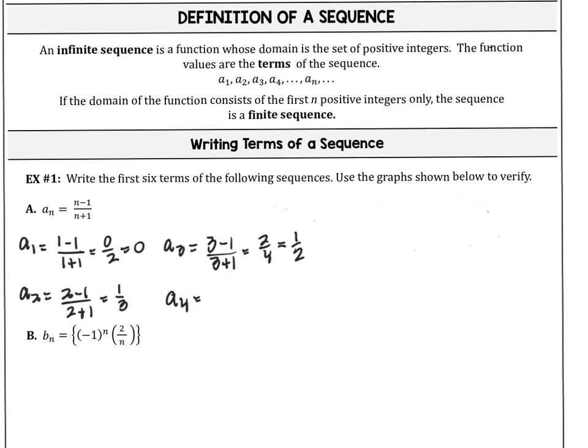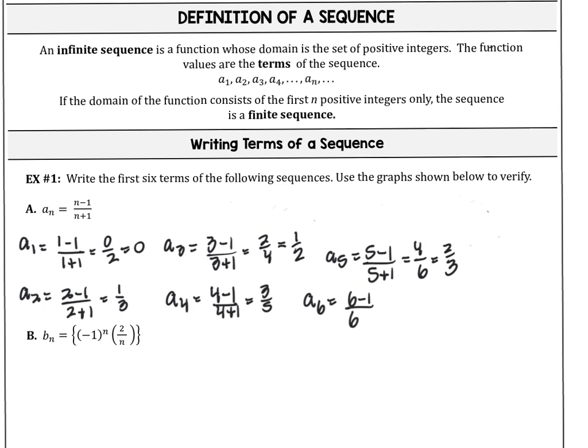The fourth term would be plugging in a 4 for the n. So 4 minus 1 over 4 plus 1. That's 3/5. The fifth term would be plugging in a 5 for the n. And that gives us 4/6, which is 2/3. And then the sixth term, which is the last one we need to find, we'll be plugging in a 6 for the n, and we get 5 over 7.